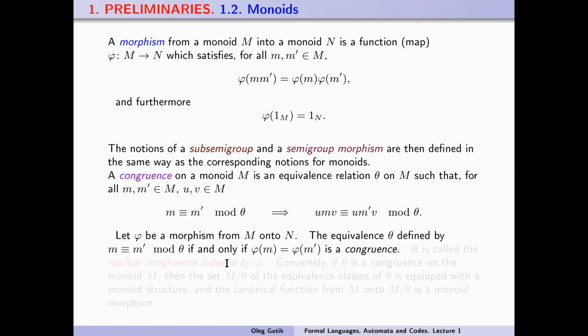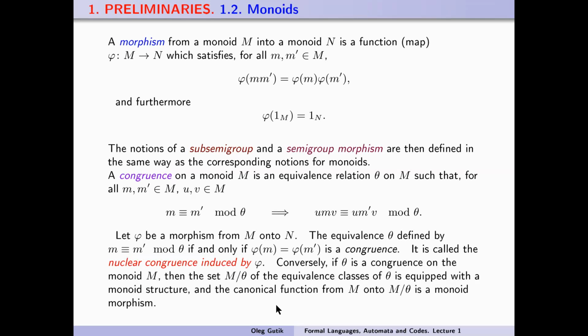So what does it mean? This equivalence means that the two elements are equivalent if and only if the images of these elements are the same. In this case, we shall call this congruence the nuclear congruence induced by the morphism phi.